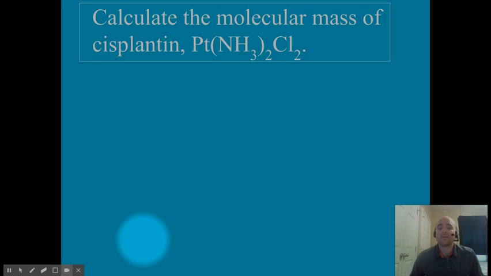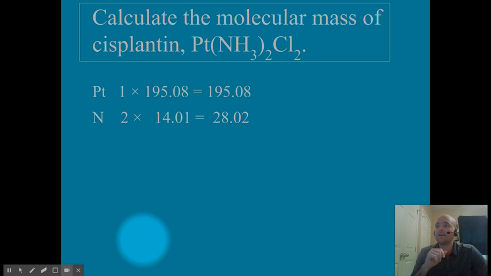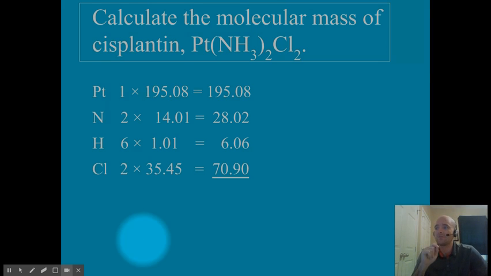If we were to calculate the molecular mass of cisplatin, this will happen a lot, where you'll get a molecule you've never heard the name of, but they provide the formula. So to find the molecular mass, we'll take 1 platinum, there's 1 platinum here, and we'll add it to the mass of 2 nitrogens. Notice there's 2 nitrogens, mass of 6 hydrogens, and the mass of 2 chlorines. We'll add those all together and we'll get our total molar mass of 300.06 grams.